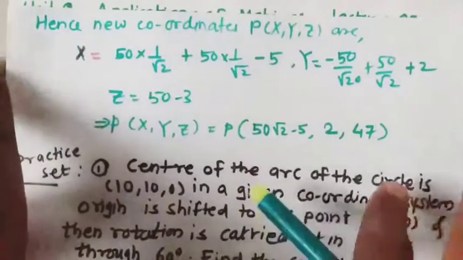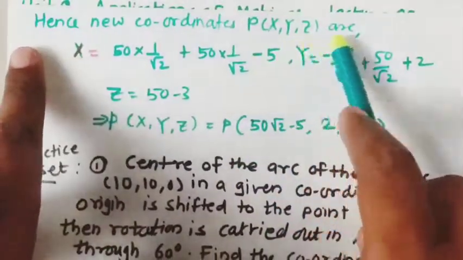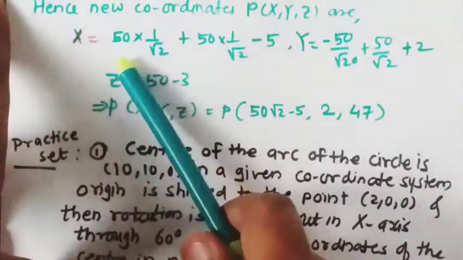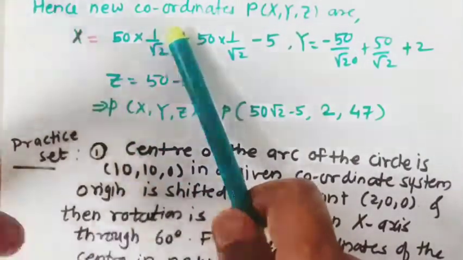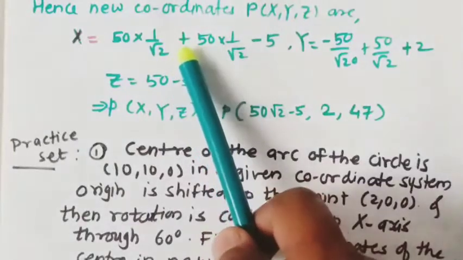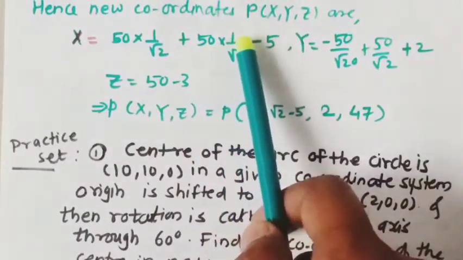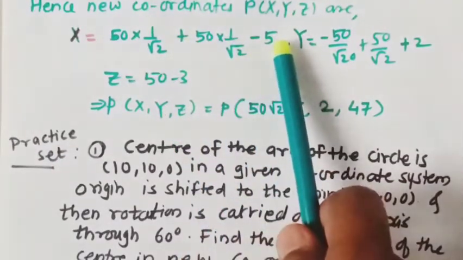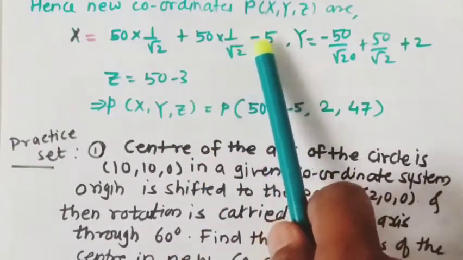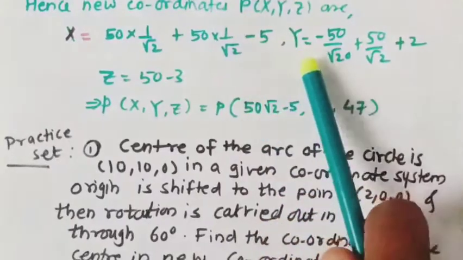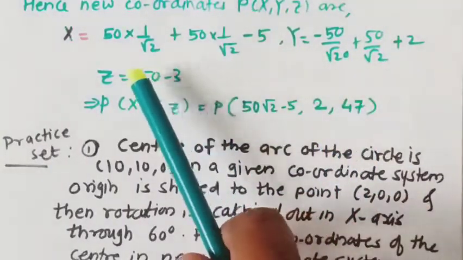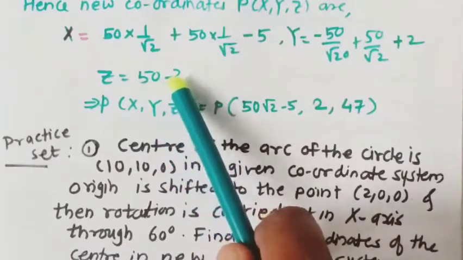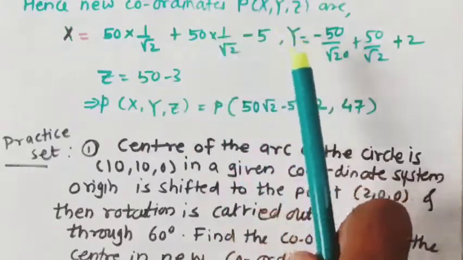Hence the new coordinates of the point P of x, y, z, that is P of 50, 50, 50, are: x equals, small x is 50, and cos 45 is 1 by root 2, plus sin 45 is also 1 by root 2. So after putting all these values, and this u is 5, and we have here minus u, so minus 5. The value of y will be this, and the value of z will be z minus w. W is 3, so z minus w, 50 minus 3. x, y, z all are 50.